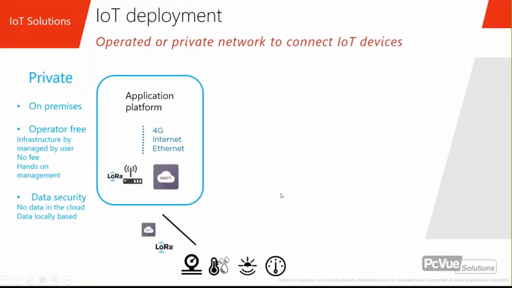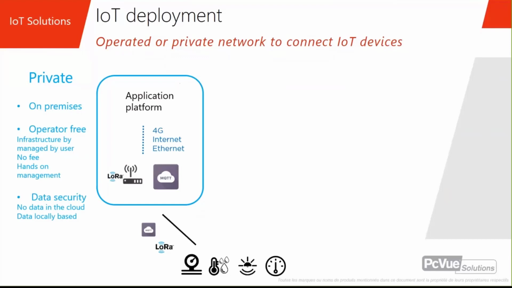So when we talk about IoT deployment, it's important to note that there are two kinds of infrastructure. The private infrastructures, where the infrastructure, network, and devices are privately managed, so there's no operator for operating and maintaining the infrastructure and the network. Servers can be on premises or in a private cloud. In this case, you need a gateway also, but everything is privately managed.